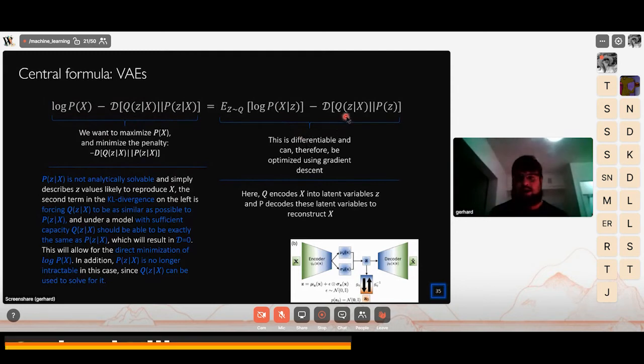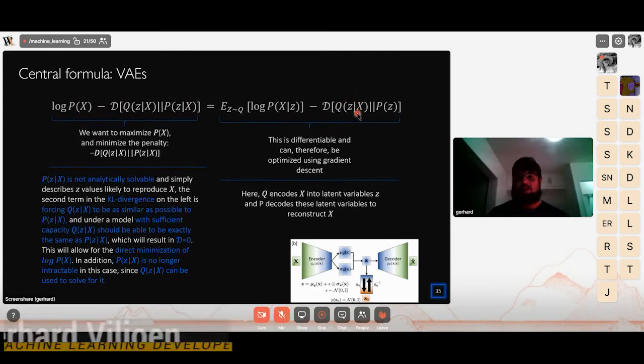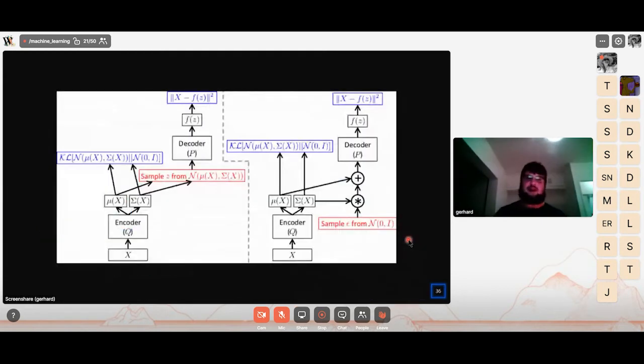So in practice, we actually use this formula on the right. This is differentiable, and that can be optimized using gradient descent. To understand the formula, we basically have Q, which encodes X into Z. So we have this distribution of Z given X, and then we have P, which takes this Z variable and reproduces X. So this is again Q, and this is P.